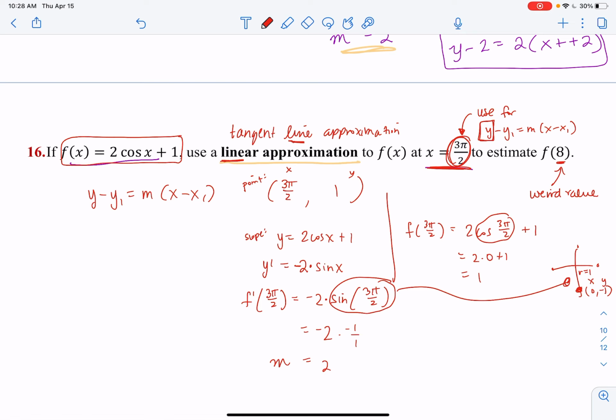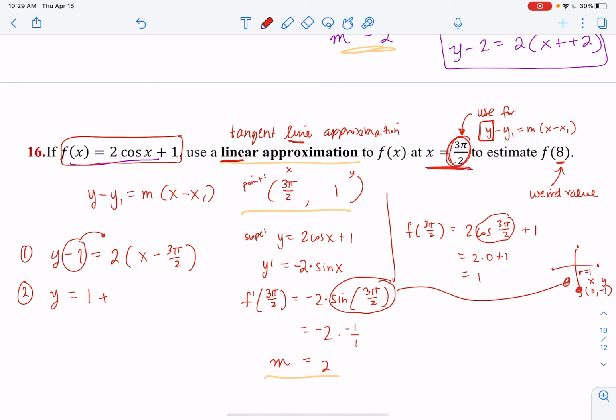So let's plug in our point and our slope to get our equation of the tangent line. y minus y1 equals m times x minus x1. That's step 1. Write the equation of the tangent line in your tangent line approximation problem. Step 2 is to isolate y. So we're just simply going to move this to the other side. So I get y equals, that's a +1 now, plus 2 times x minus 3 pi over 2.